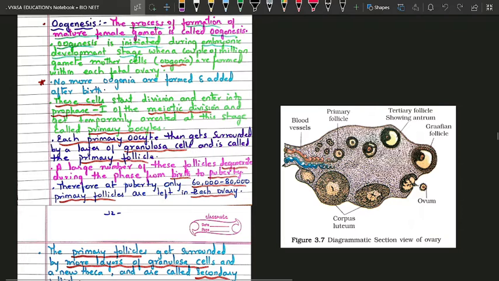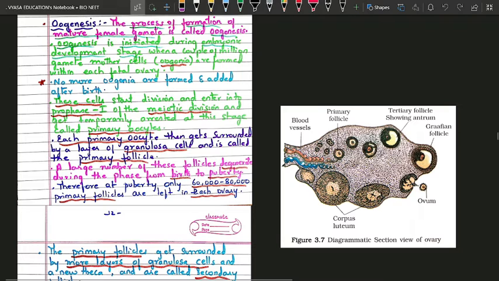A large number of these follicles degenerate during the phase from birth to puberty. So after birth, until puberty, all these primary follicles, which are in very large numbers, just degenerate.